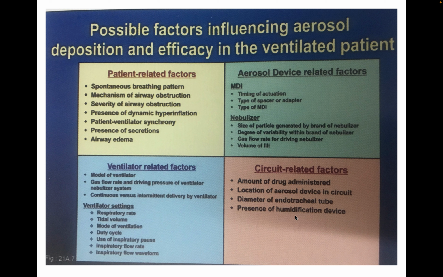And the circuit related factors, finally, are related to the amount of drug administered, location of the aerosol device in the circuit, and diameter of the endotracheal tube. So the smaller the tube number, the more resistance, and the patient can have problems related to aerosol deposition, and of course the presence of humidification devices.